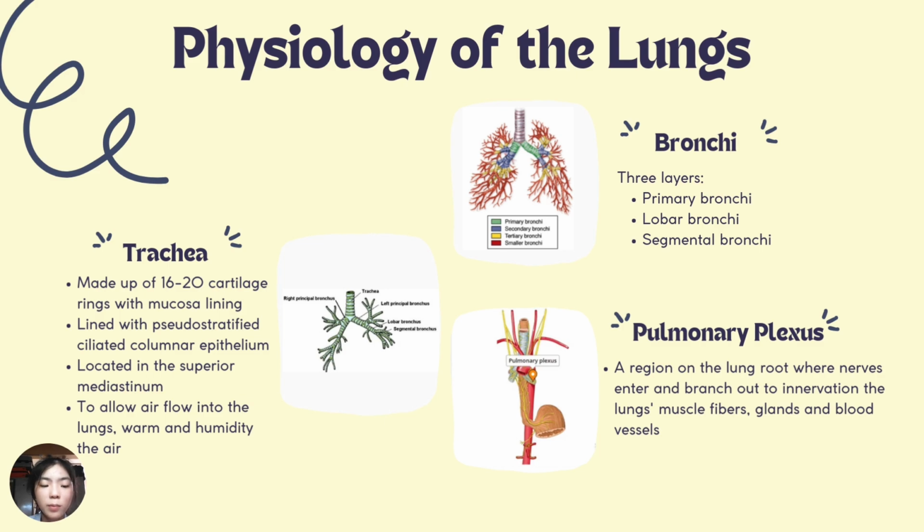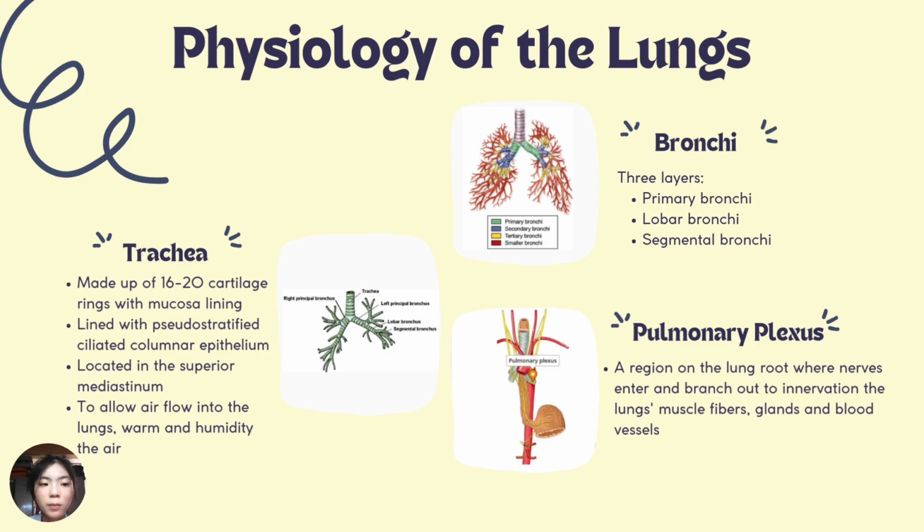And the second one will be the bronchi. Bronchi are the passageways that connect the windpipe to our lungs. We have two main bronchi, in our left and right lungs, that branch off into smaller segments like tree branches. There are three layers of the bronchi. The first one is the primary bronchi, the secondary bronchi, which are known as lobar bronchi, and the tertiary bronchi, also known as segmental bronchi.